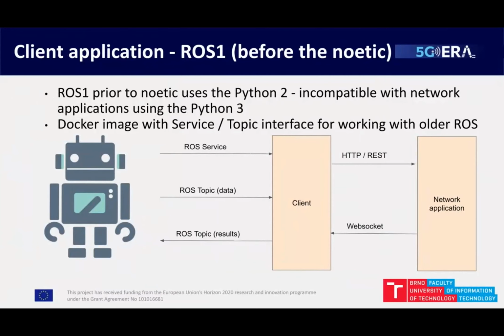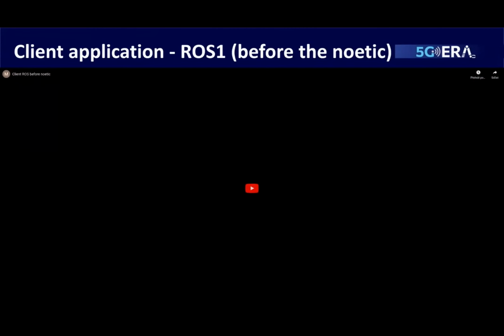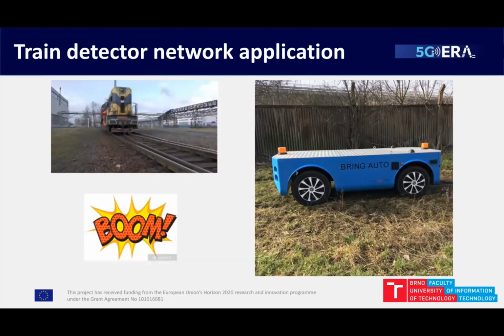Because of this approach, we can also support older versions of ROS. We have tested it with Melodic and with Indigo ROS, so quite old versions of ROS. And if I'm not mistaken, Adrian in the afternoon session will show you an example run of this service with some robots. So that was it for the reference network application and the client library.